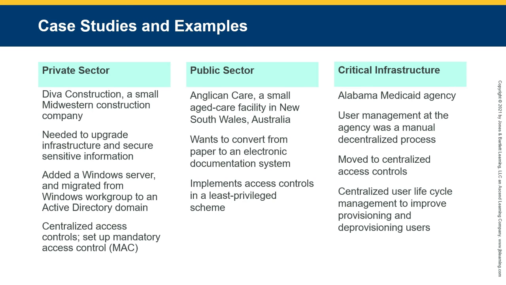Critical infrastructure: Alabama Medicaid Agency. User management at the agency was a manual, decentralized process. It moved to centralized user lifecycle management to improve provisioning and deprovisioning.